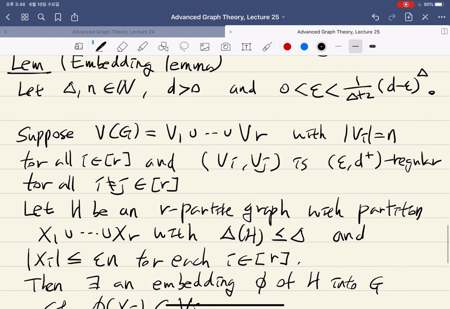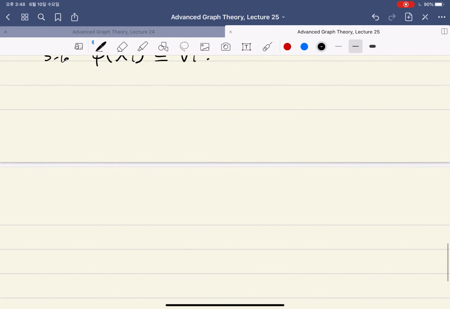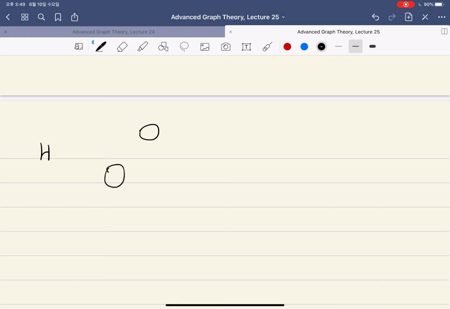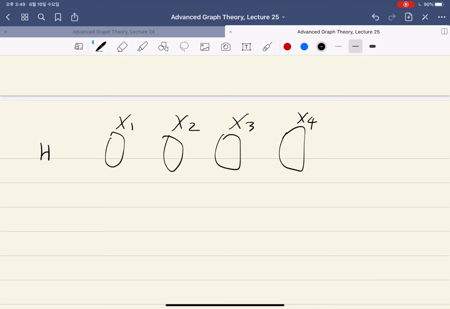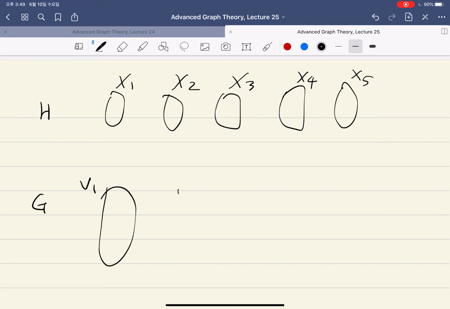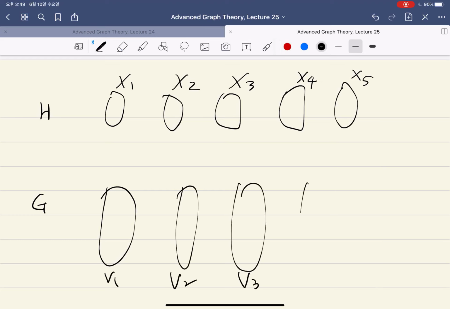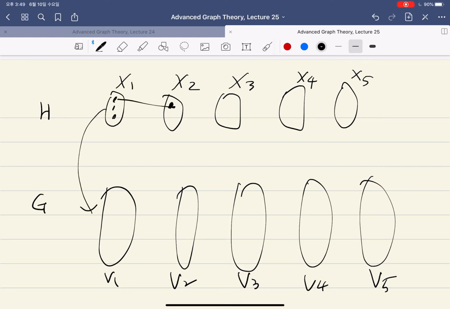So now we are proving this embedding lemma. We have H, which has vertices, say, let's draw it this way: x1, x2, x3, and x4, x5, and so on. And G has a vertex set in V1, V2, V3, V4, and V5. We want to embed the vertices here into here, such that if there is an edge between these two, then we want to embed those two into two vertices here which are also adjacent.